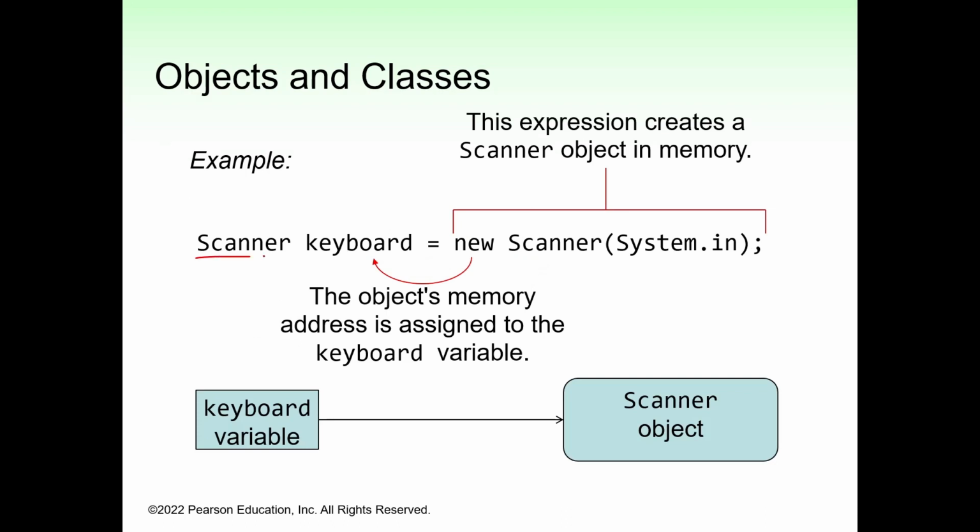So we have our Scanner class right here, then a variable called keyboard. And with the right side of our assignment statement, we are creating a Scanner object in memory. And this is the syntax for creating a Scanner object. As you can see here, we need the keyword new, then the name of the class, in this case Scanner, and then we are providing whatever parameters and arguments this Scanner class takes. In this example, it's System.in, which means that we want to take our input from the keyboard. And let's look at the next one.